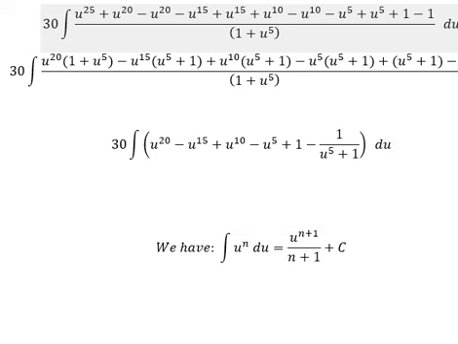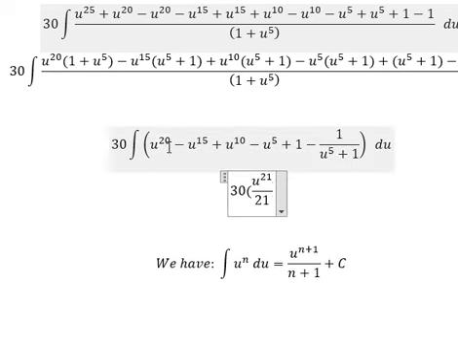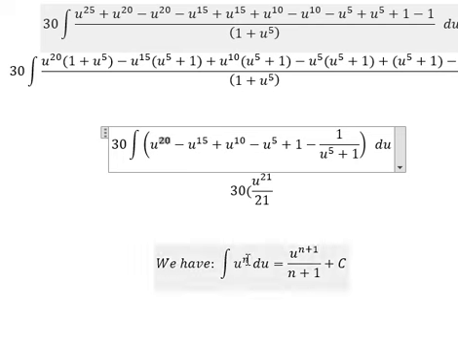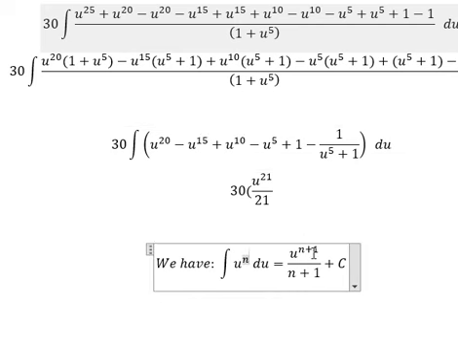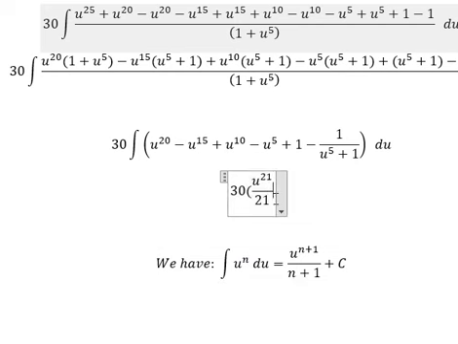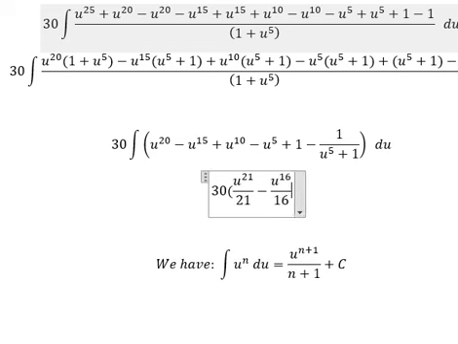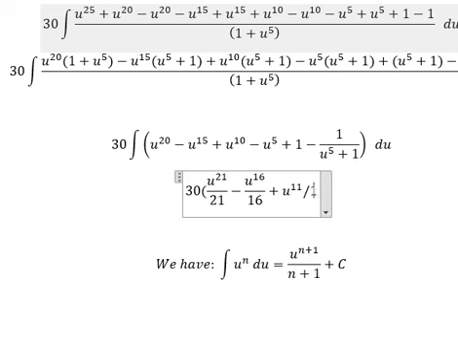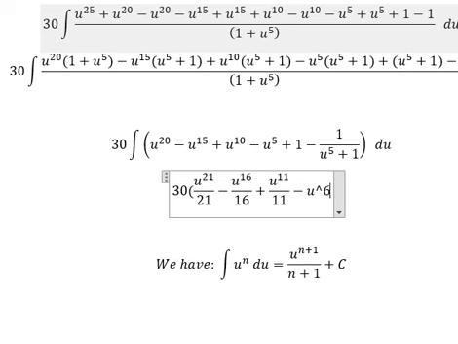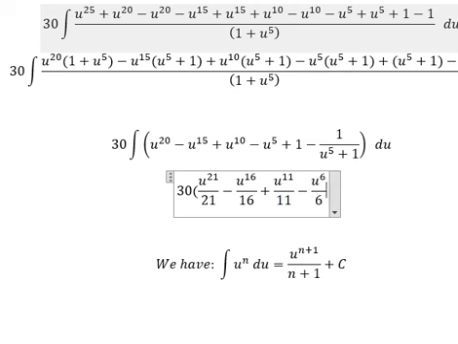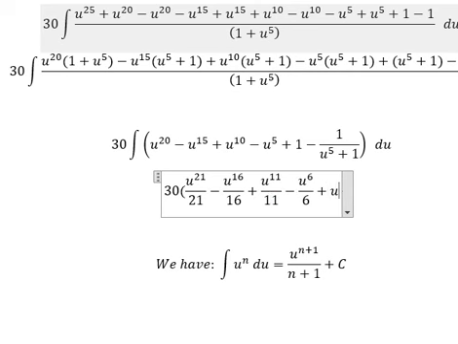So from this one, that is u to the power of 21 over 21. So I will put 20 here. So 20 plus 1, that is 21. The next one, that is 16 over 16, and so on in here. Number 1, that is u.